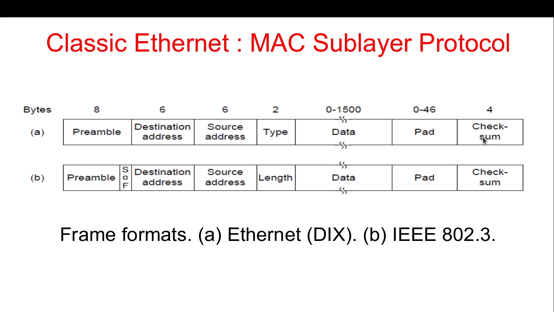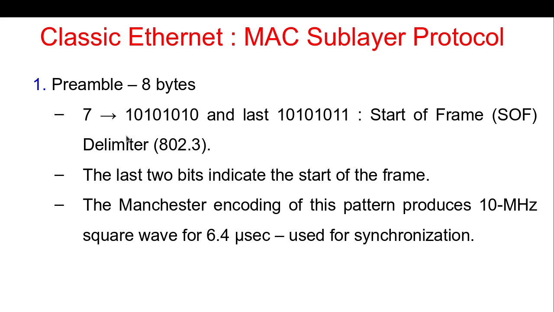So this is the Ethernet frame format, and this is the IEEE 802.3 frame format. The first thing is the preamble. The preamble has 8 bytes, out of which 7 bytes are of format 10101010, and the last byte is of format 10101011. That means only the last 2 bits were changed from 10 to 11, and that 11 indicates the start of the actual frame, and that's why it is called the start of frame delimiter, SOF, in 802.3.